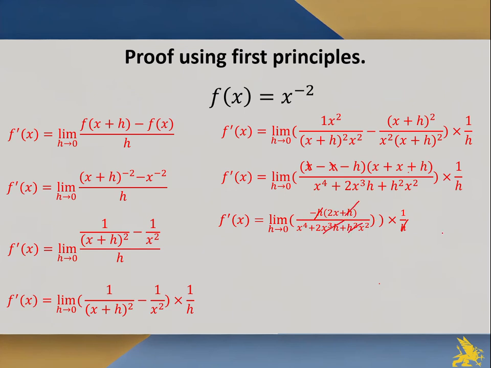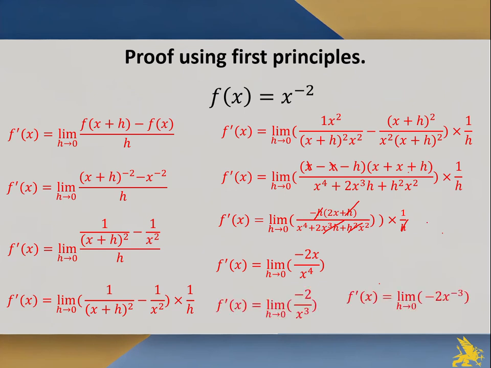That leaves me with negative 2x over x to the power of 4. From this point, I can cancel one of the x's away, and that will be negative 2 over x to the power of 3. I can apply the limit, but I don't need to because I've got no h at the moment.